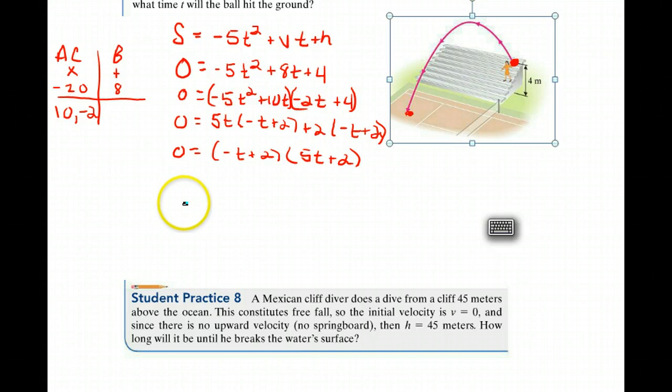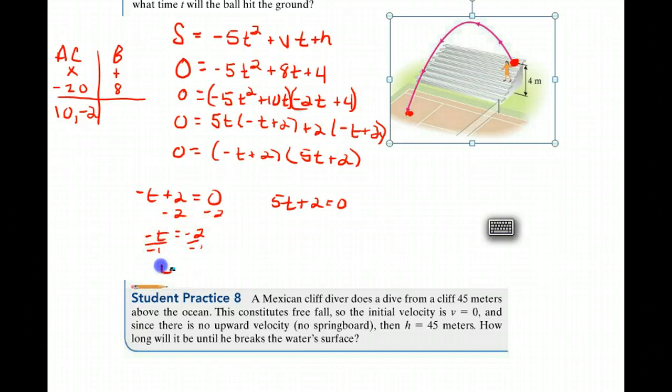And now that everything is entirely factored, I can use the zero product property to set my two factors equal to 0 and solve. So I have negative t plus 2 equals 0 and 5t plus 2 equals 0. We're going to subtract 2 from both sides. Negative t equals negative 2. Divide by negative 1, and t equals 2. We're going to subtract 2 from both sides. 5t equals negative 2. Divide both sides by 5, and t equals negative 2/5.